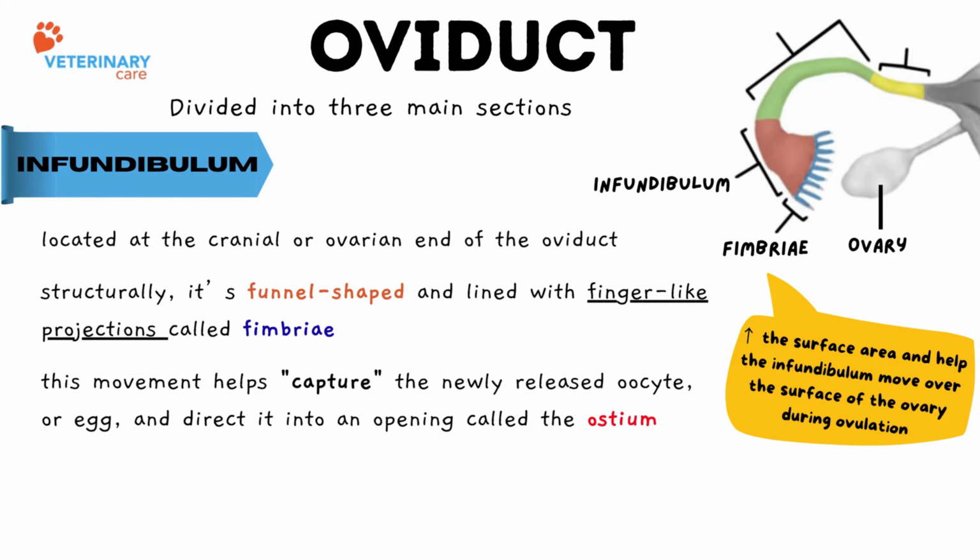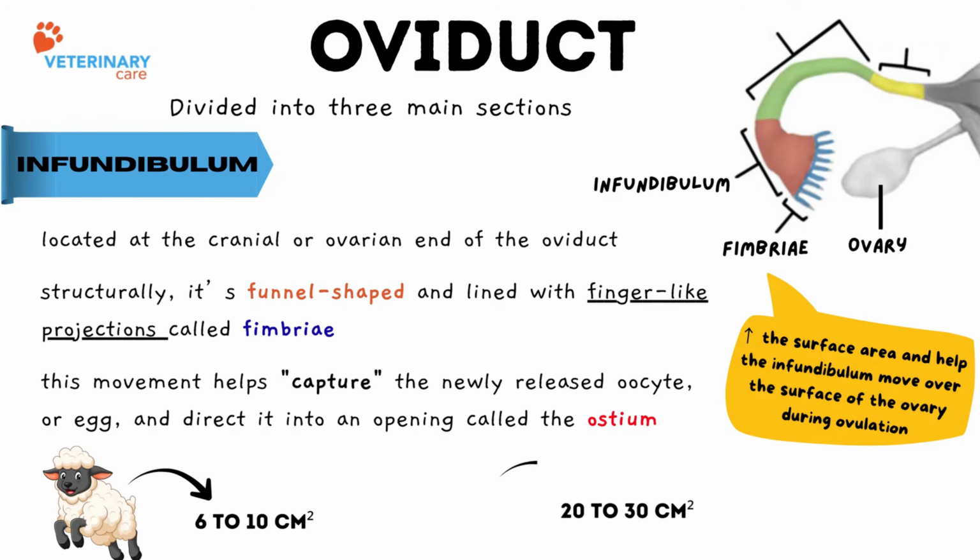In terms of size, the infundibulum ranges from 6 to 10 square centimeters in sheep, and up to 20 to 30 square centimeters in cattle.